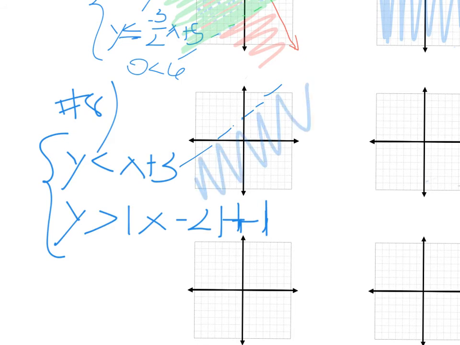Okay. Now I'm going to do the other one. I'm going to go 2 to the right and 1 up. And it's up 1 over 1. And it's also dashed. Okay. And then we shade y is greater than, so it'd be all above it. And then you can see it's just this little part in here.